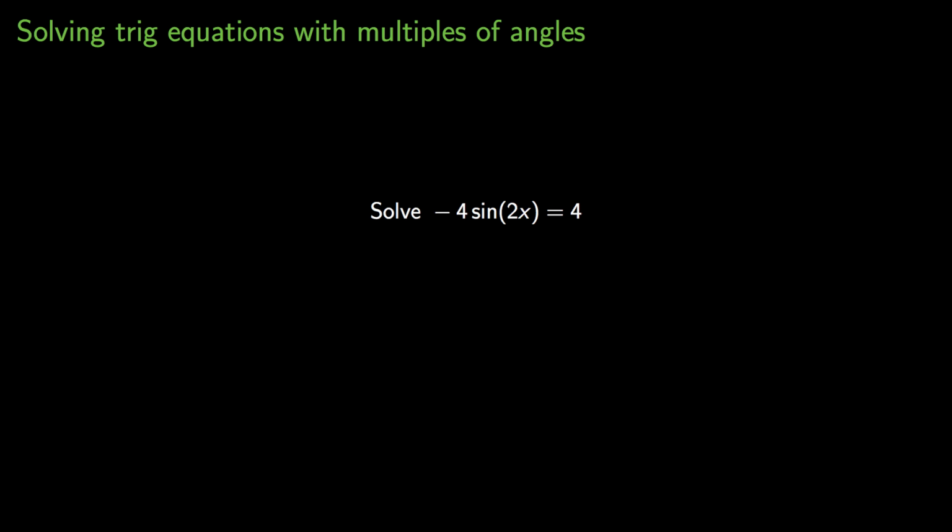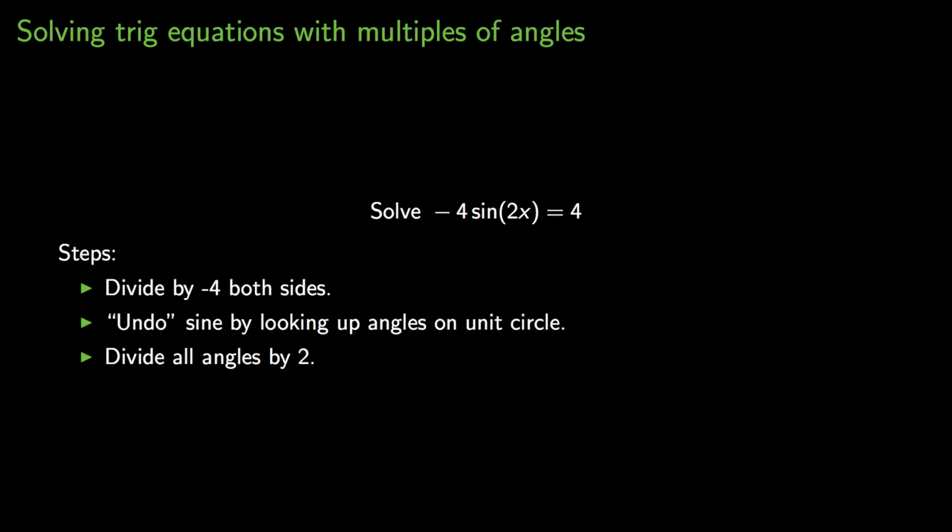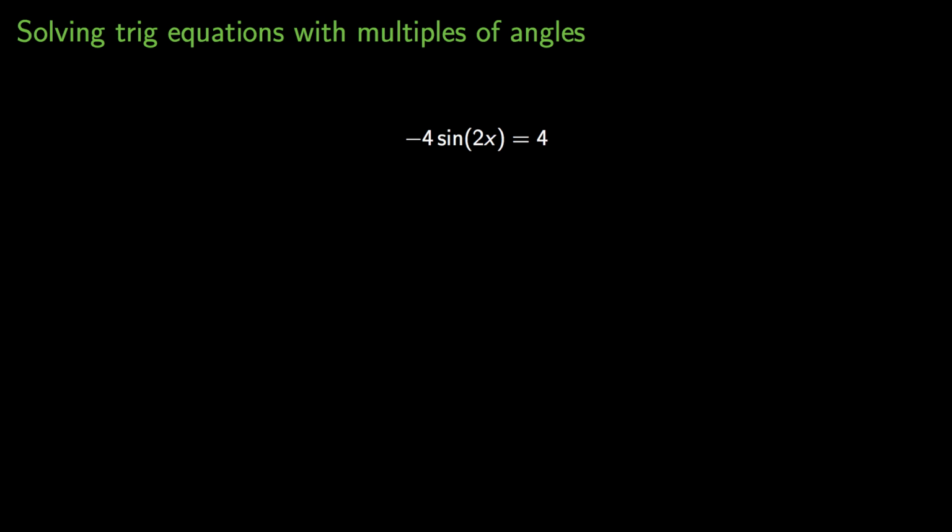So let's say I want to solve this trigonometric equation, and this time I need to be very careful to follow the proper order of operations. I'm going to start by dividing by -4 on both sides because that's the outermost thing that's blocking my way from isolating the x. Then I'm going to get rid of the sine, and I'm going to do that by looking up angles in the unit circle. Finally, I'm going to take each and every one of those angles and divide them by 2.